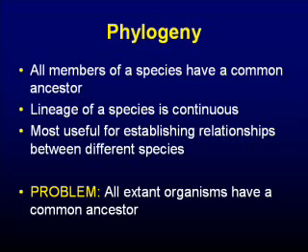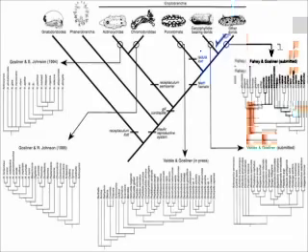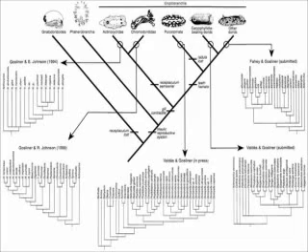This is most useful for establishing relationships between different species. You can compare one species to another by the DNA, by the molecular evidence, and see how closely related they are to each other. Of course, there's a problem with this too, is all extant species, all species that are living now, all have a common ancestor. So where do you draw the line? It's kind of tricky. And this is an example of cladistic organization of some species, and this is how these phylogenies are derived and what they're useful for.